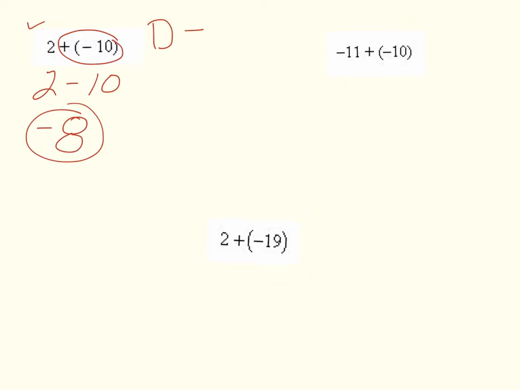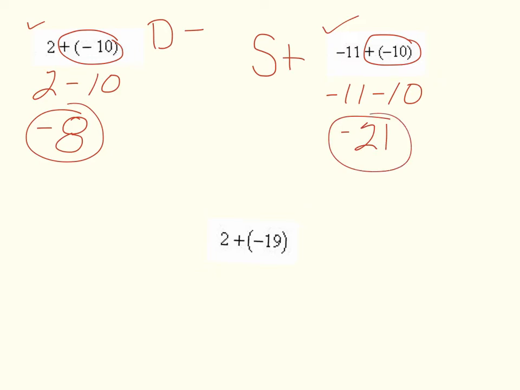In the second example, we have two signs again in front of the 10 that we have to simplify, which would give us a negative 11 and a negative 10. So in this case, we have the same signs. So we could say same signs, we're going to add the numbers. The sign is going to carry, so it's going to be a negative 21.